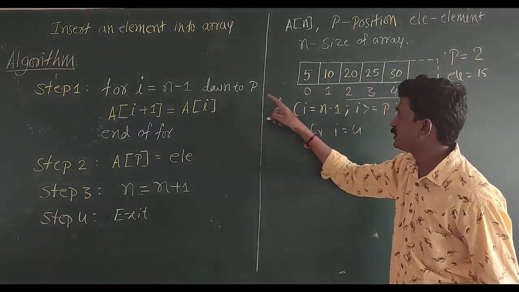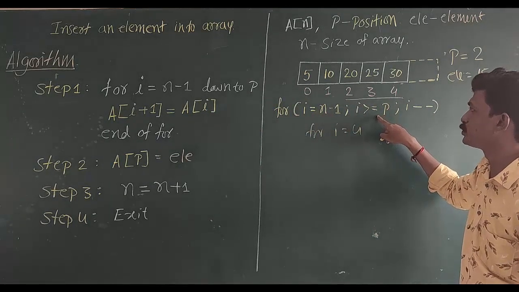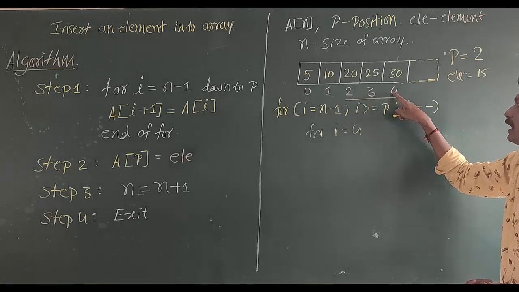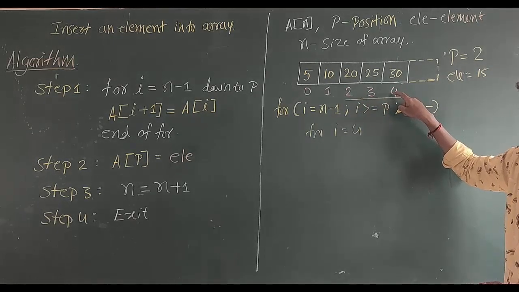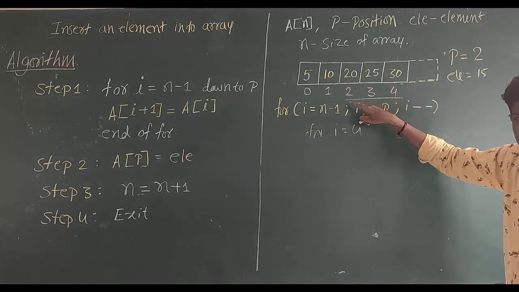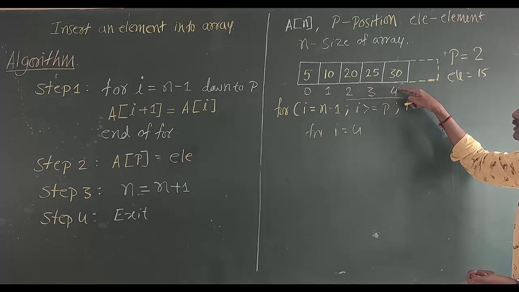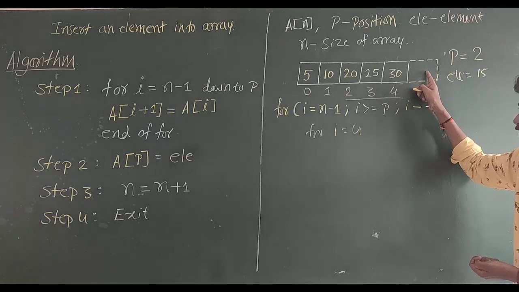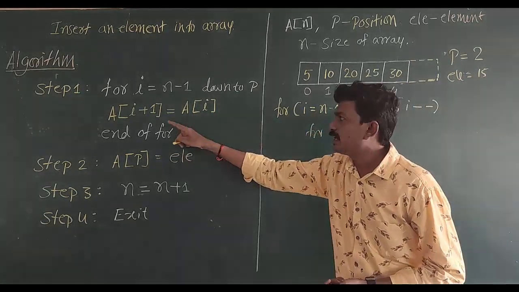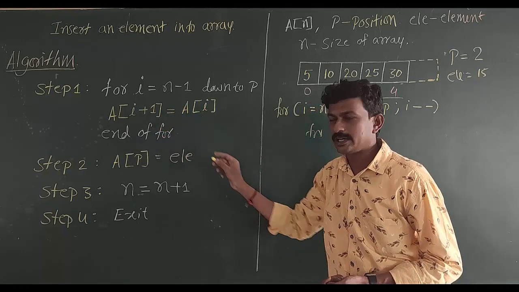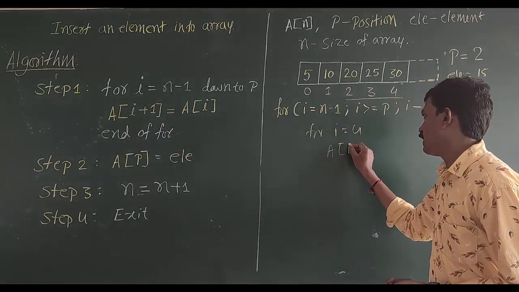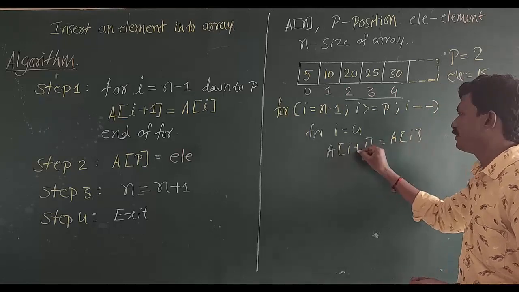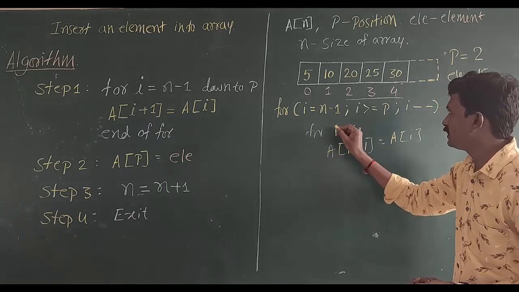Next is the down to p condition. Down to p means I need to reach the second position. Right now I am at location 4, so it is not my exact location. So the element located at index 4 should be shifted to its higher index. This is performed using A of i plus 1 equal to A of i.